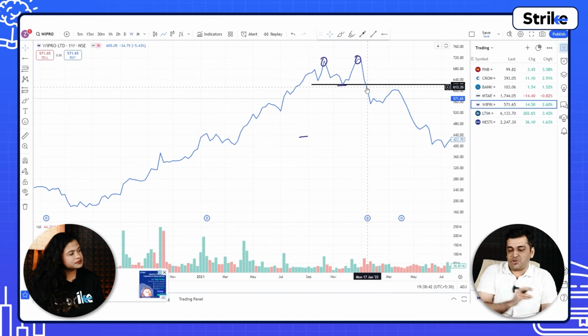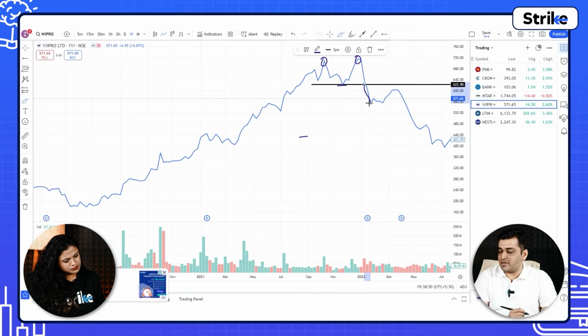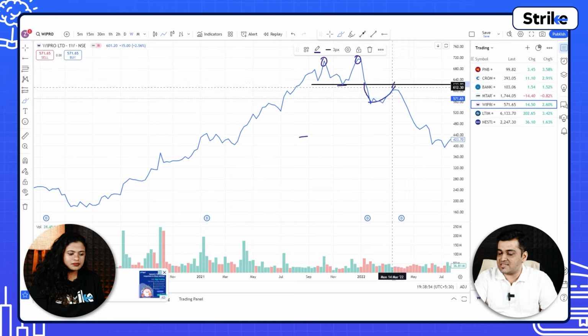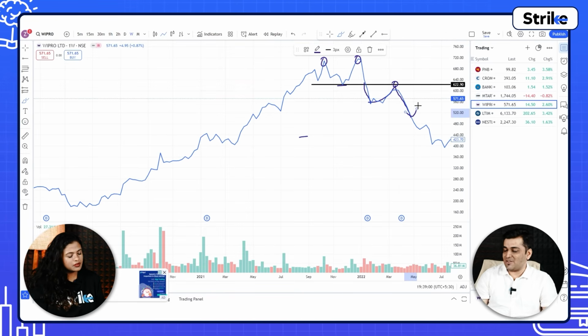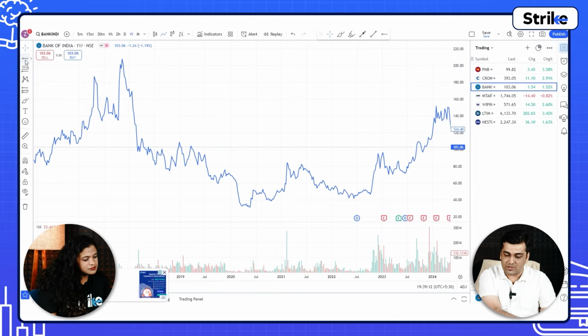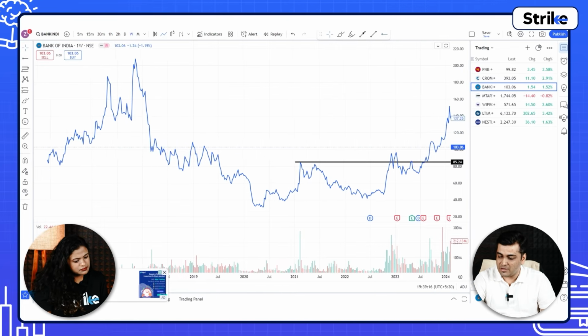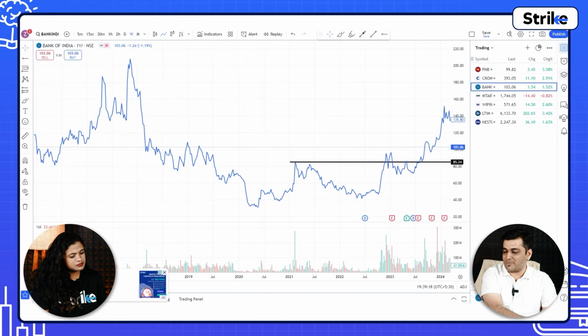Now, whenever you are looking at a double top or a double bottom, the market will give you one chance. What will happen is, once there is a breakdown over here, the market will try to retest and take resistance at the same trend line, and from there again it starts falling down. In the previous examples also you saw that in Bank of India. Look at this, there was a double bottom over here. Prices came up, came down a little bit, and then started moving out from there.